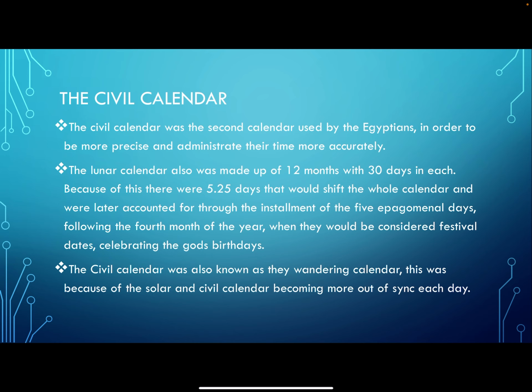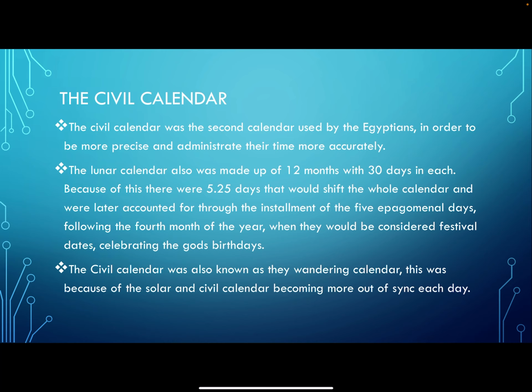The civil calendar was the second calendar used by the Egyptians in order to be more precise and administrate their time more accurately. Like I mentioned before, the use of the lunar calendar helped, but it wasn't as accurate and precise as anyone would need their calendar to be, especially seeing as how the Egyptian civilization depended a lot on different natural events.